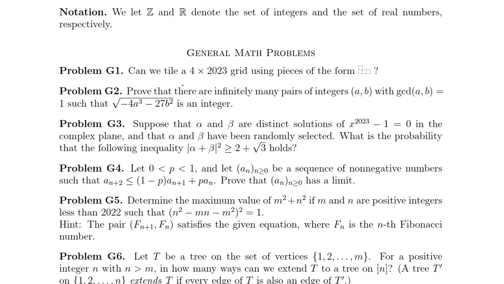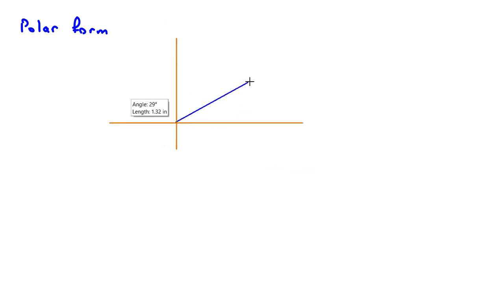Okay, let's work on this problem. At first, I should tell you the polar form of a complex number. Okay, polar form is what? Suppose we have something like this. It is our z. Now I want to write it in two forms.